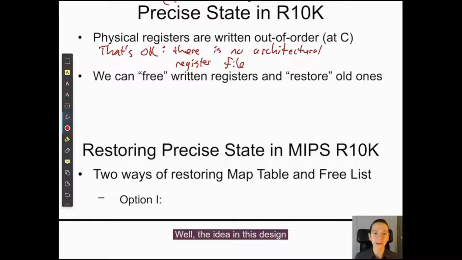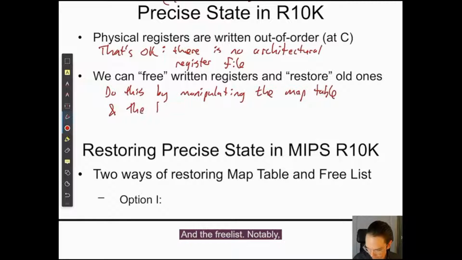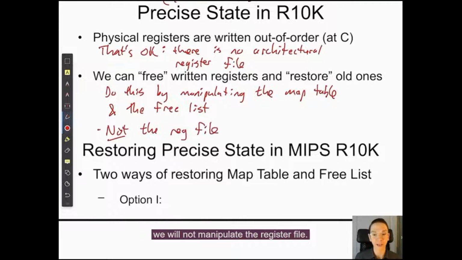Well, the idea in this design is that we can free the written registers and restore the old ones. So we will restore precise state. We will do this by manipulating the map table and the free list. Notably, we will not manipulate the register file. The data in the physical register file remains the same, but how we interpret that data using the map table and the free list, this is how we will restore precise state.